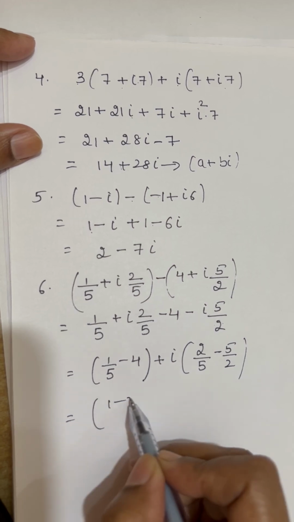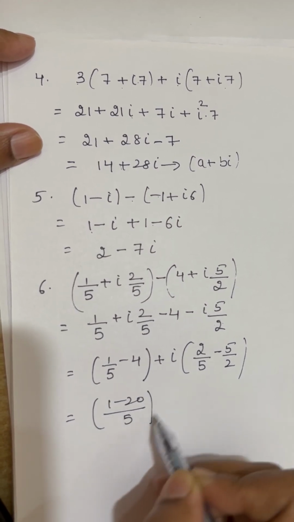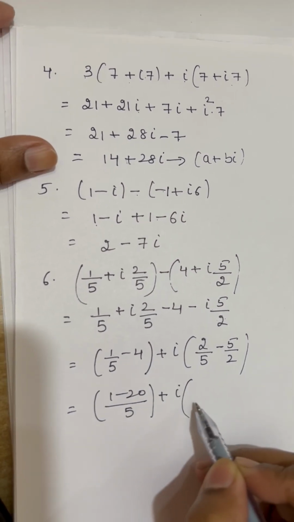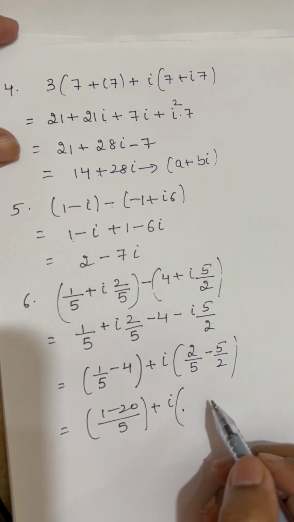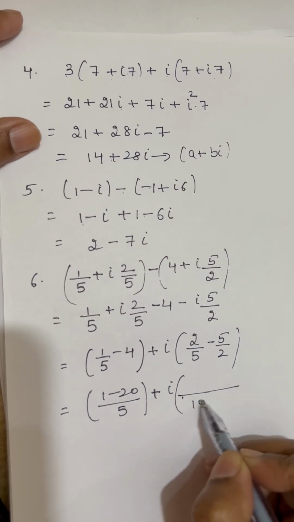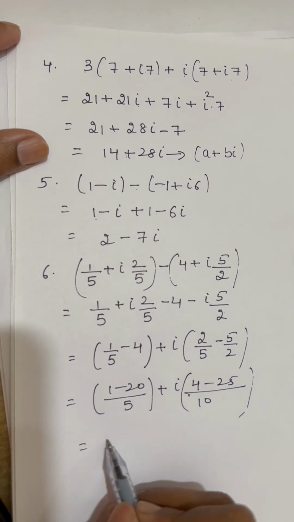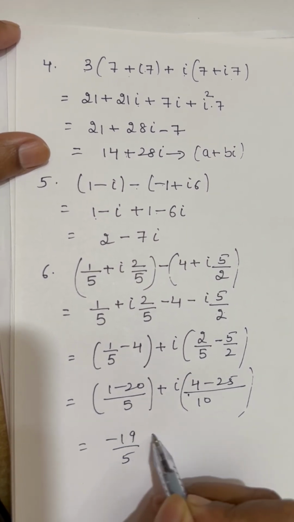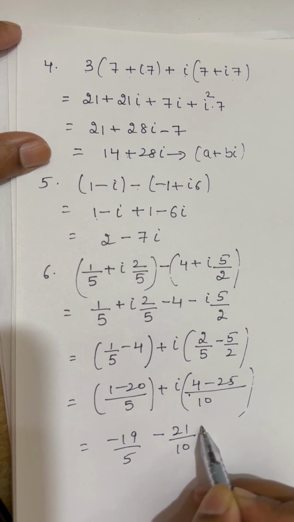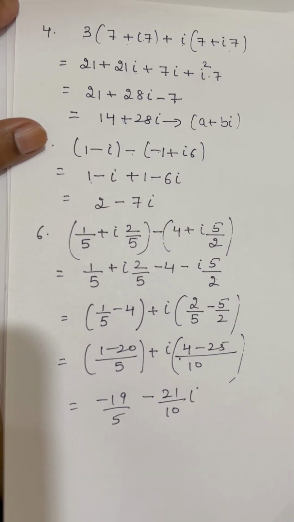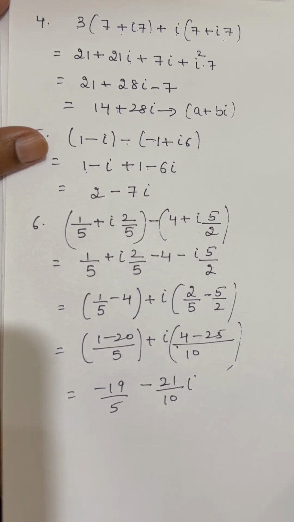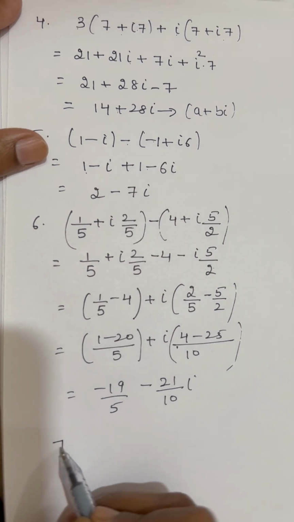एलसीएम लिया, प्लस आयोटा, here 10 LCM. So this becomes 4 minus 25. So this is minus 19 upon 5 minus 21 upon 10 iota. So this is the answer. Now next question. Question number 7.